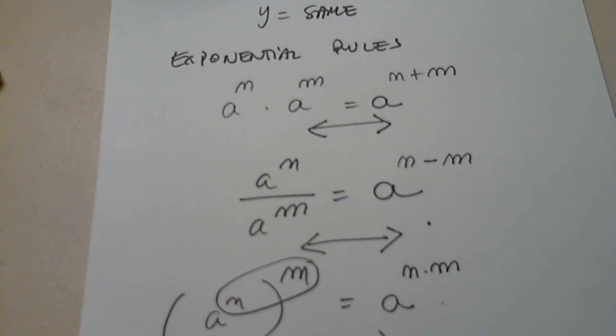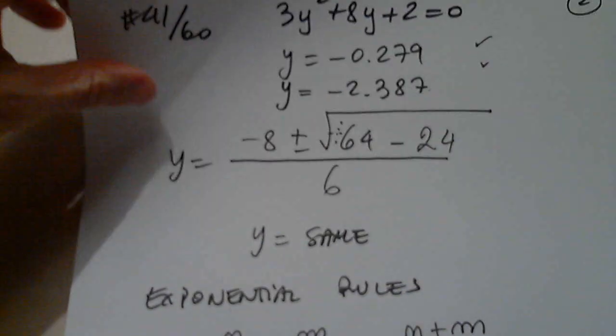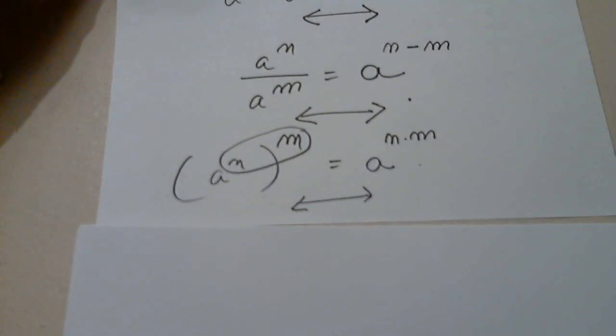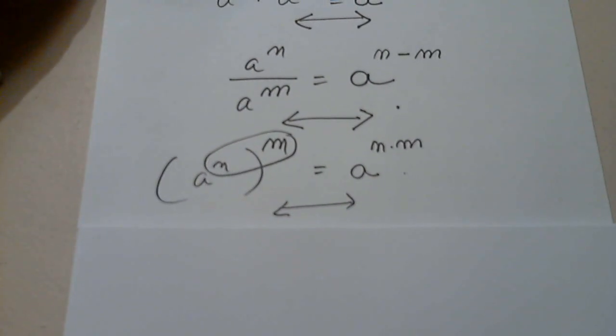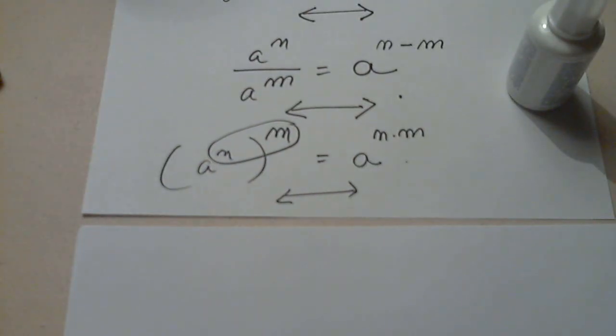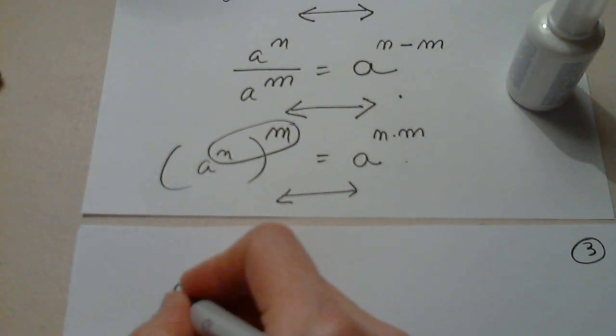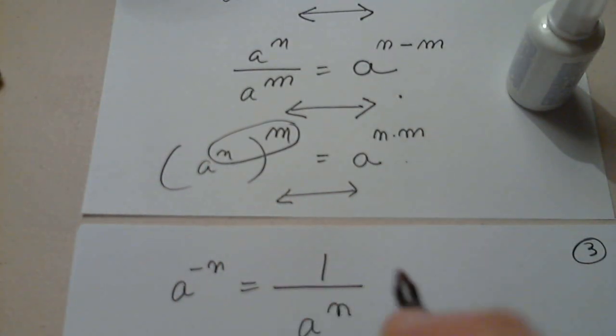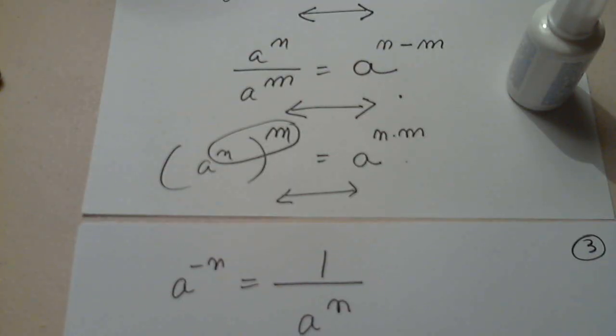Now, what happens when the exponent is negative? Please remember, when the exponent is negative, it does not mean that the answer is negative. It does not mean that. So a to negative n is simply 1 over a to the nth power. And again, it goes back and forth.